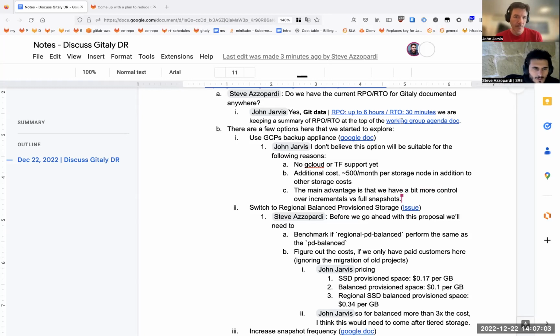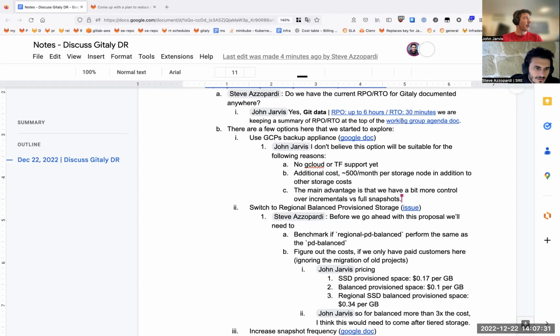Yeah. And so it's 500 per storage node. Okay. I'm thinking about cost reasons as well, because I'm looking at the regional provision storage one as well, right? And that's also gonna cost us a bunch of money, depending if we go with SSD based or balanced based and whatnot.